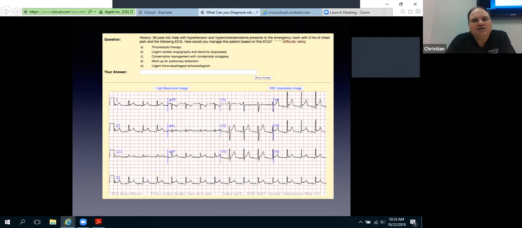Are you pericarditis or? So if you have diffuse ST elevations and PR depressions, because you're seeing the PR interval slightly depressed there, and there, those are signs of pericarditis. So the treatment here is conservative management with nonsteroidal analgesia.